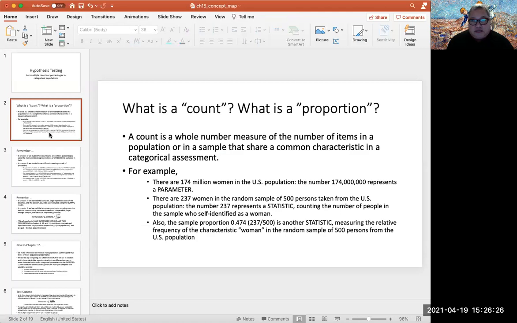I'm opening the PowerPoint slideshow for chapter 15. To review what is a count or a proportion, we go back to the concept of count and the concept of proportion. We start with how a count is a whole number measure of how many times something repeats in a population or in a sample.